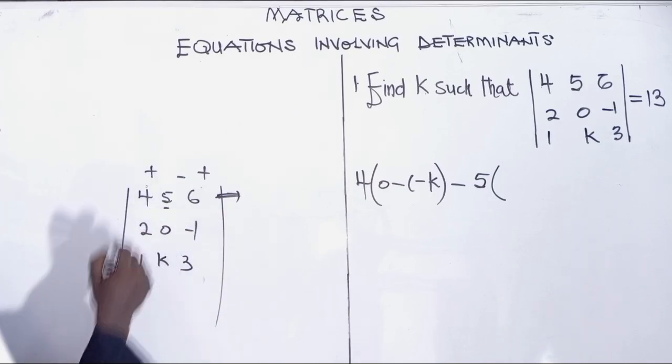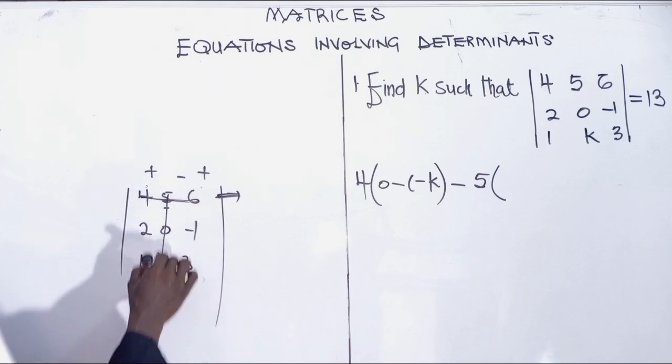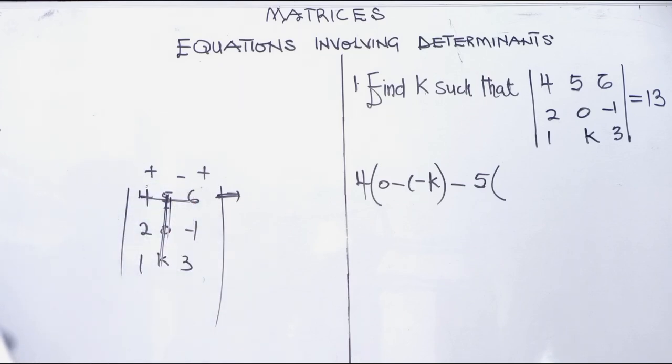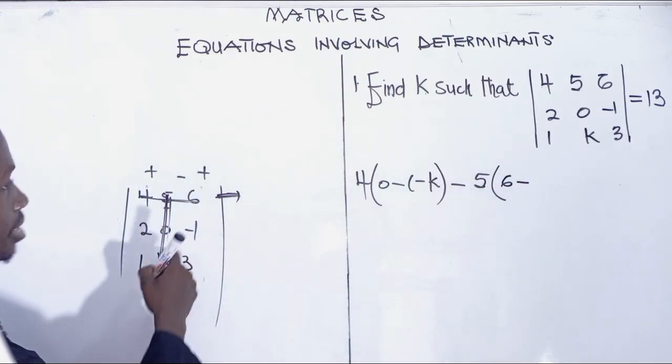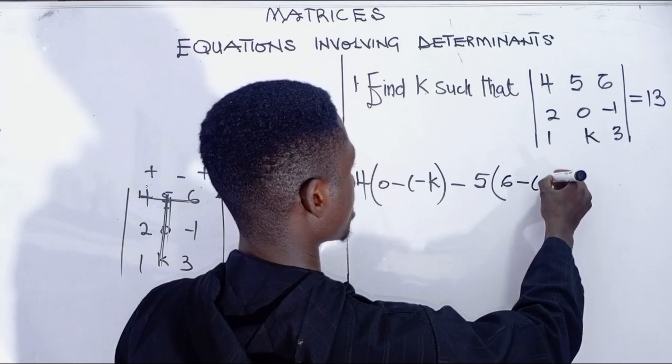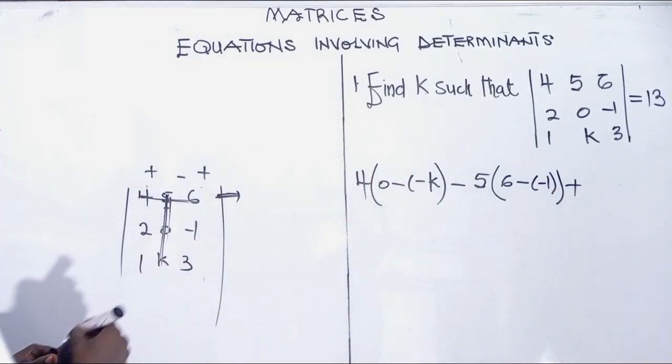With the second entry, we are going to collapse the first row and then the second column, and then we find the determinant of what remains. 2 times 3 will give us 6. Minus 1 times minus 1 will give us minus 1. We'll move on to the last entry, which is 6.